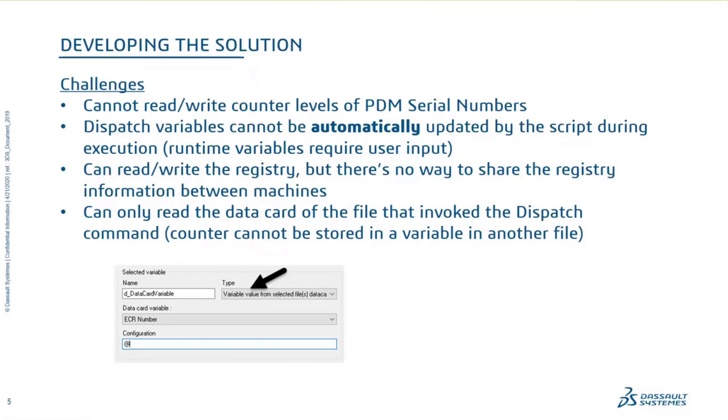And then the last challenge that I ran into: I thought, okay, I'll make a dummy file and that dummy file will hold the serial number. Well, I can't put the serial number in the data card of that file, because you can only read the data card of the file that invoked the dispatch script. You can write to the data card of something else, but you can't read it. So that meant I had to put all the information I need in the file name itself, because I can't really read the file name, but I can detect whether that file exists or not.